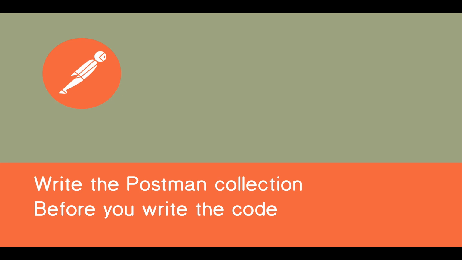Things are a bit more fluid than that. When you're writing the code, you may think of things we missed in the API. So you'd get back together with your team and say, we missed handling this particular situation. Then you'd revise or add to the API, and as a result, you'd modify the Postman collection. But for the most part, we want to write the collection, then write the code.